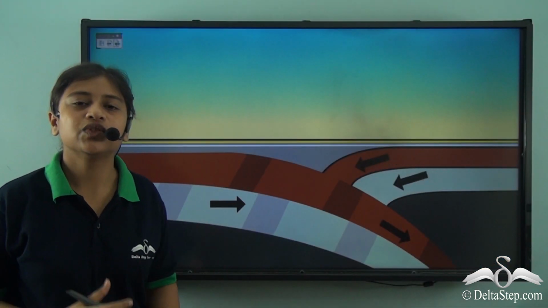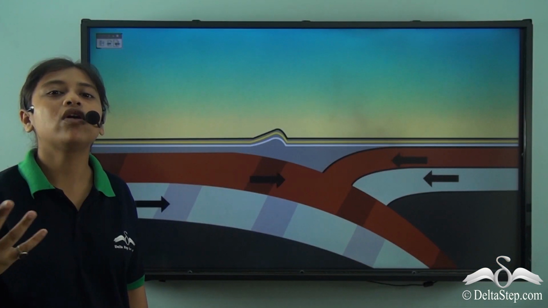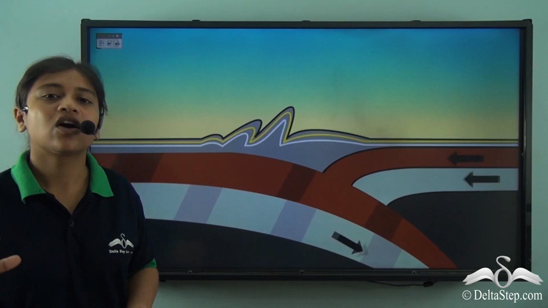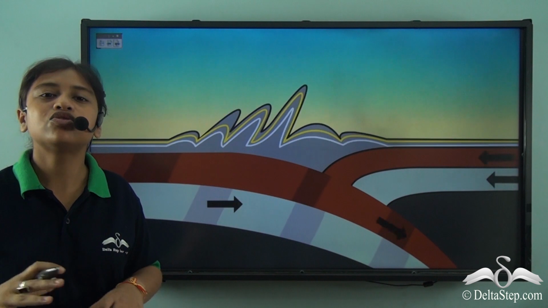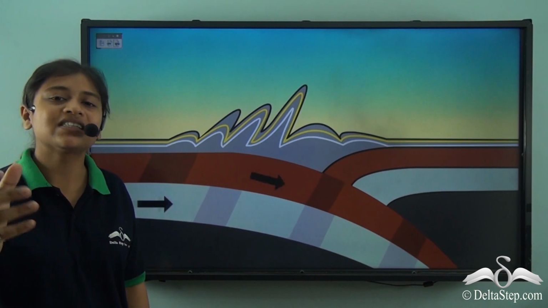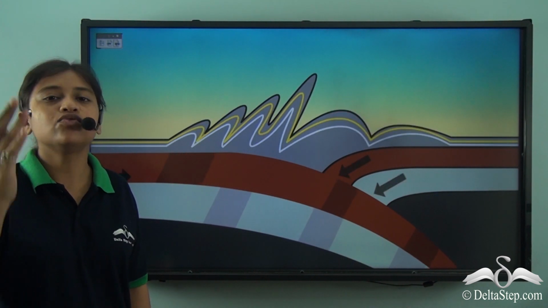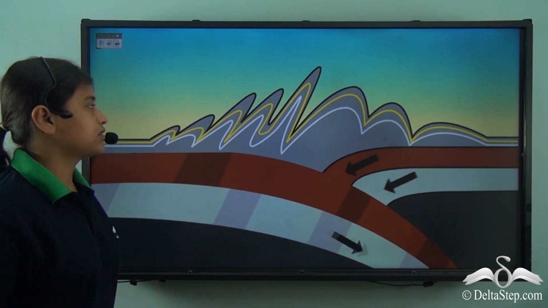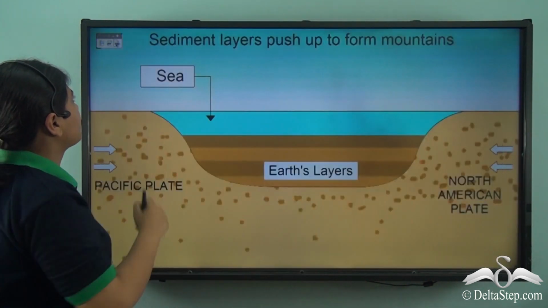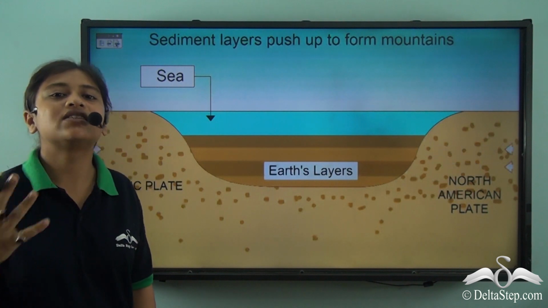So as I mentioned, Western Cordilleras are young fold mountains. Now what are fold mountains? So when 2 tectonic plates collide with each other or come close to each other, then the overlying layers crumble and uplift to form fold mountains. So this is how the Western Cordilleras were formed.